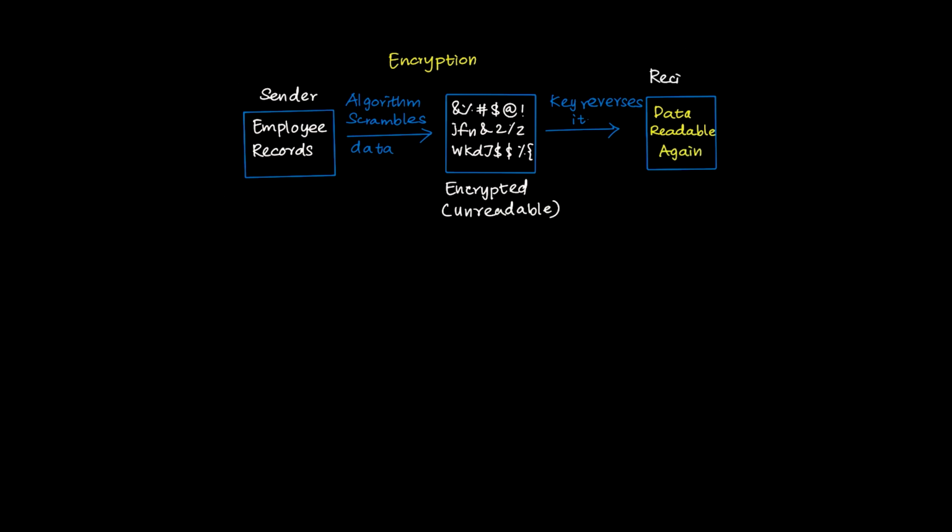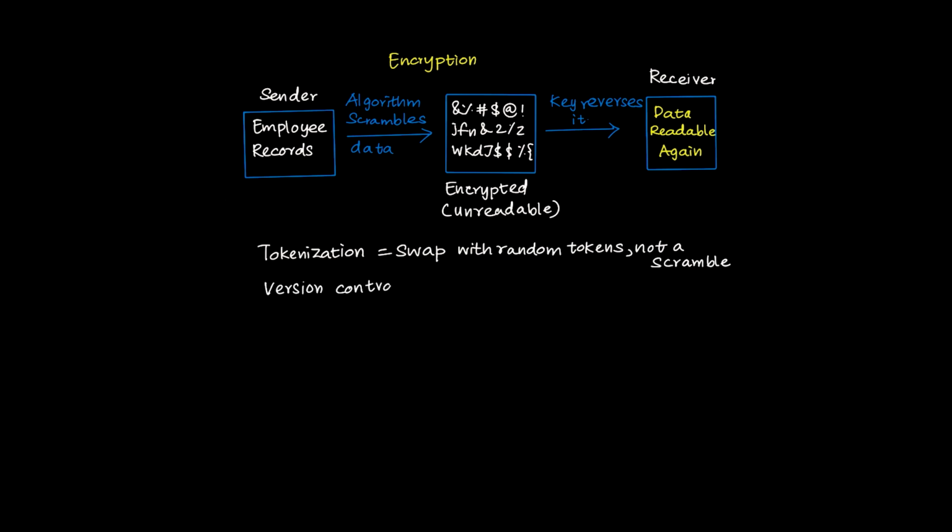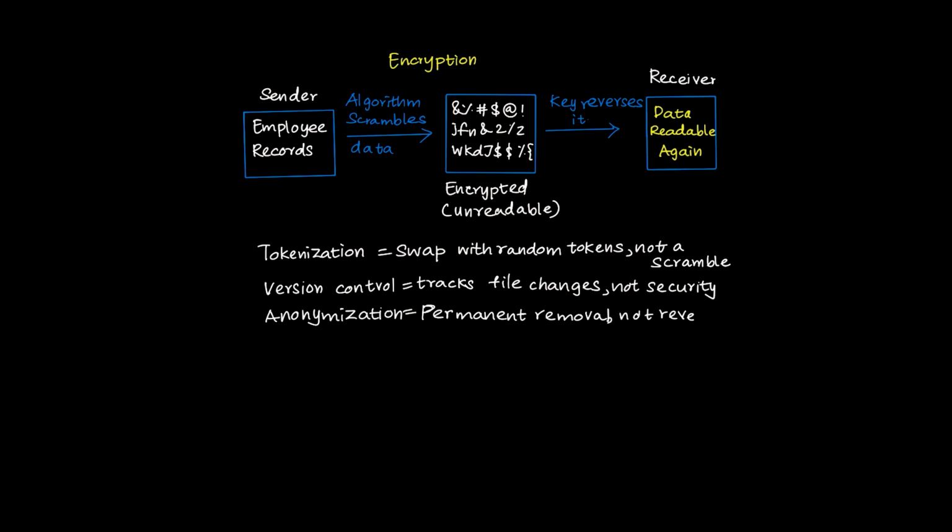Tokenization replaces data with random tokens and stores originals separately. That's a swap, not a scramble. The question describes an algorithm-based transformation with a reversible key, which is encryption's signature. Version control tracks changes to files over time and lets you revert to previous versions. That's collaboration tooling, not data protection during transmission. Data anonymization permanently removes personal identifiers through blanking, hashing, or masking. The critical word is permanently. Encryption is reversible. Anonymization is not.